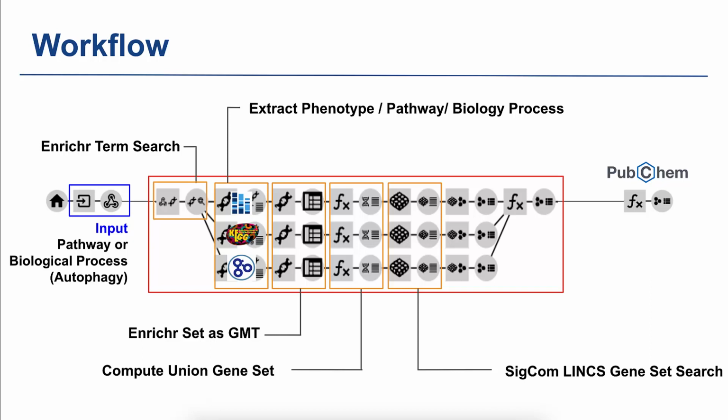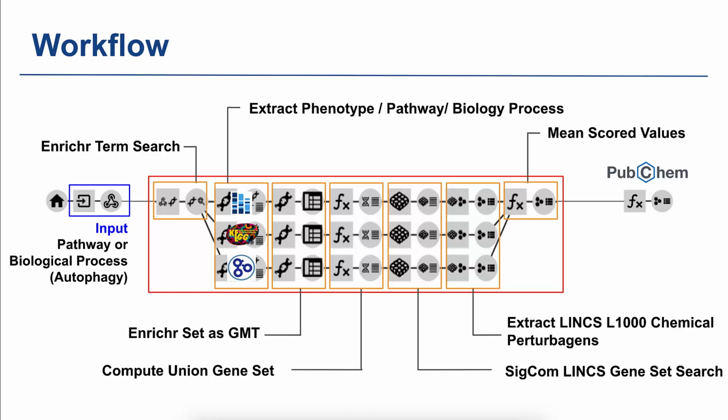We submit the union gene set to SigCom LINCS using the SigCom LINCS API to identify LINCS L1000 chemical perturbagens that maximally upregulate the collective expression of these genes. Once we have a set of ranked drugs and small molecules from SigCom LINCS, we calculate their mean scores. Finally, we filter small molecules with the PubChem API to keep only FDA-approved drugs, and the final set of ranked drugs will be displayed in a table.